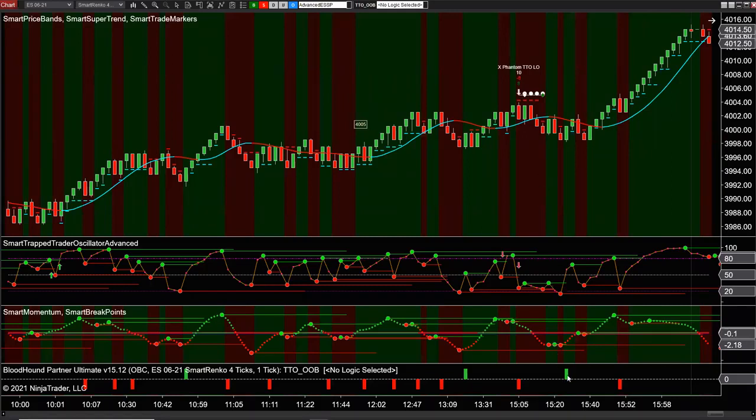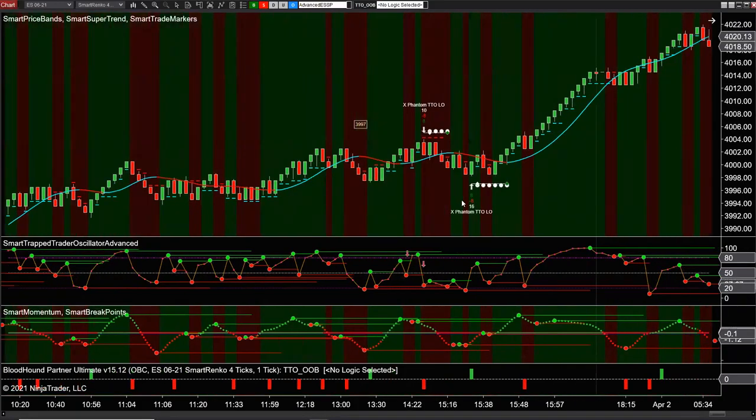So now we go and we look and we see we had this red and it was engulfed. So that's a Phantom, an X Phantom. We have this green notation here that's telling us this is a Trap Trader Oscillator in an extreme. Okay, good. And it also is engulfing this, so that would be a buy. Okay, it's that simple. Boom, boom.